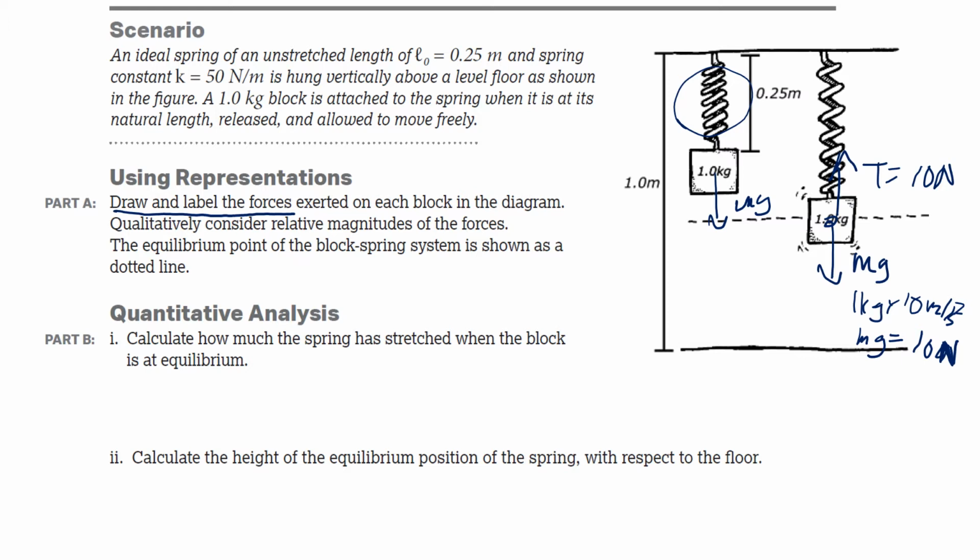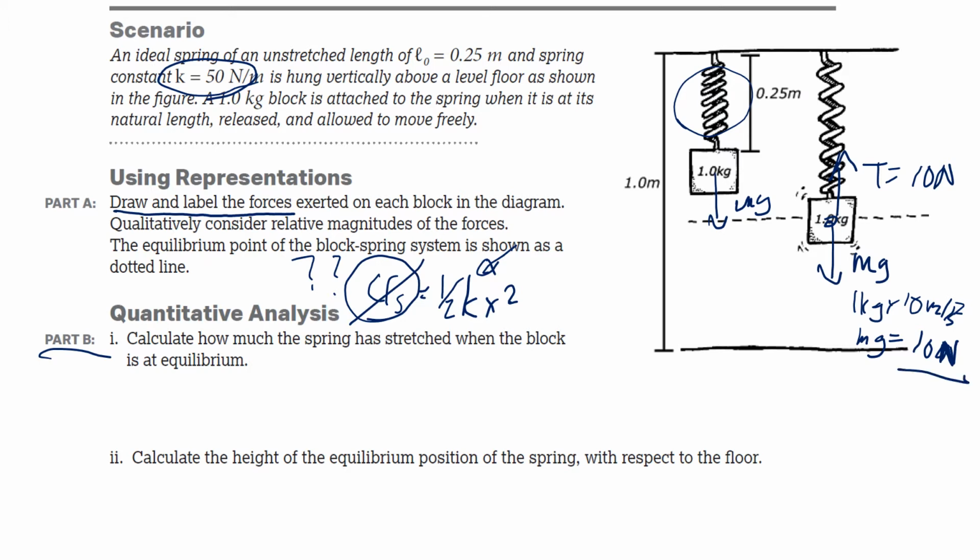And next, part B. It wants us to calculate how much the spring has stretched. And here's where a lot of us made a mistake. A lot of us were trying to use the equation for energy. The spring energy is equal to 1/2 kx squared. Because you saw the spring constant, you saw this k, and then you thought of 1/2 kx squared. But the thing is, we don't know the energy, right? So we can't use this equation yet. But we do know the force. We know the force is equal to 10 newtons.